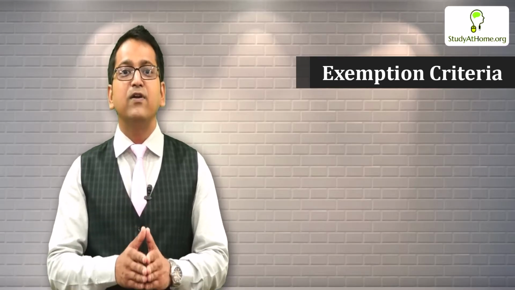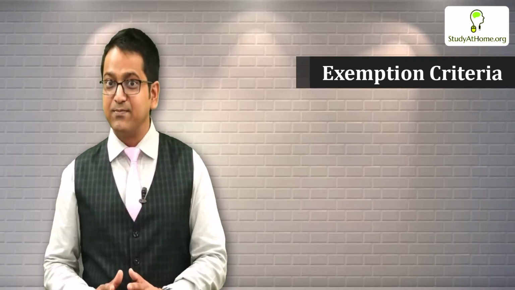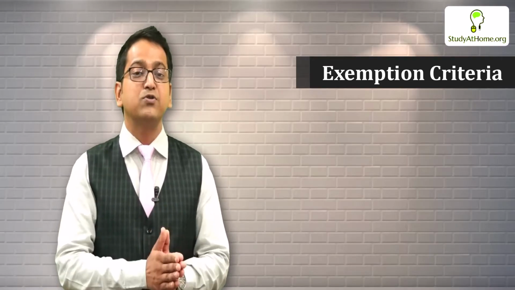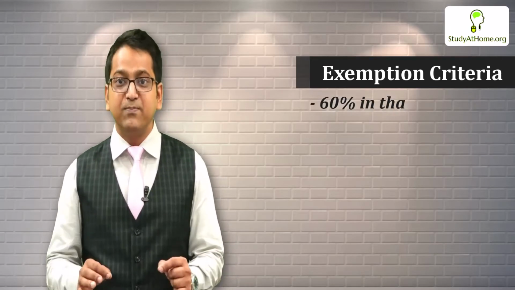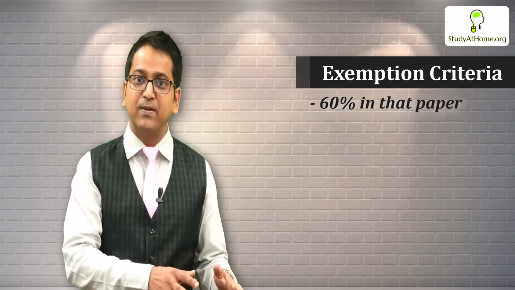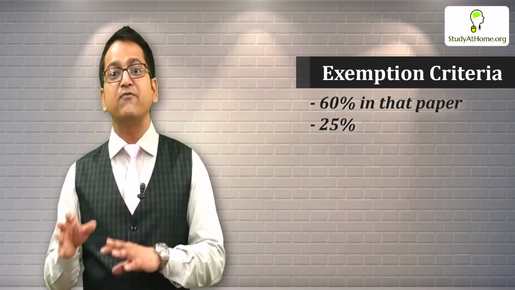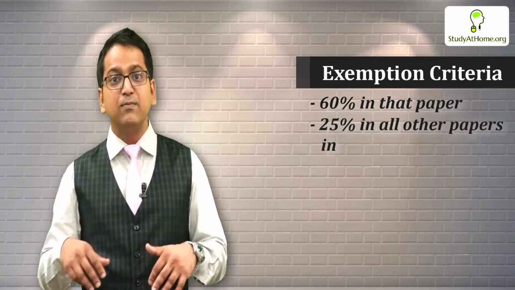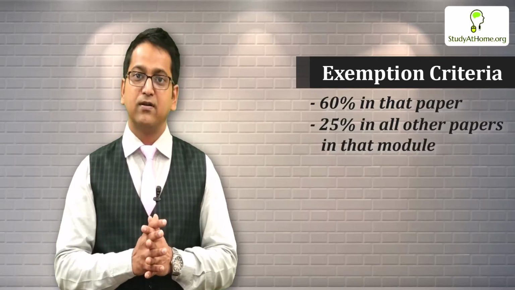Now let's move ahead and understand the exemption criteria for CS executive. Exemption in a paper means you are declared pass in that subject even if you fail in a module. To get an exemption in a subject, a student needs to score a minimum of 60% marks in that paper and a minimum of 25% marks on the remaining paper of that module.